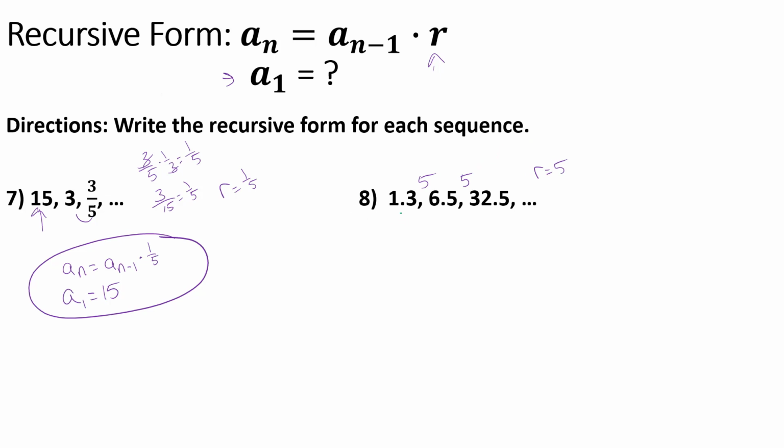Since we know my rate, we can take our first term, which is our a sub 1. A sub 1 is equal to 1.3. A sub n then is equal to a sub n minus 1, in other words, the previous term times 5.